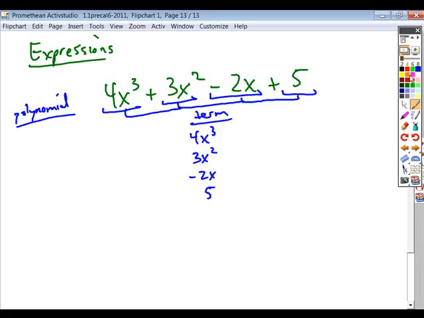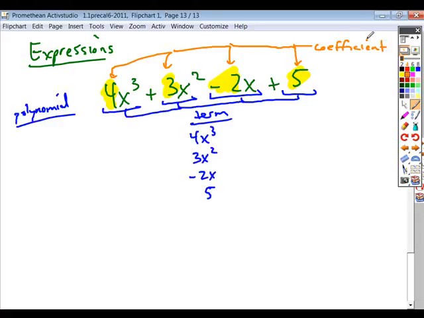And as far as the pieces of these terms go, the numerical part out in front of each individual term is called a coefficient. The letter itself is called a variable. The number, the exponent, is called the power.